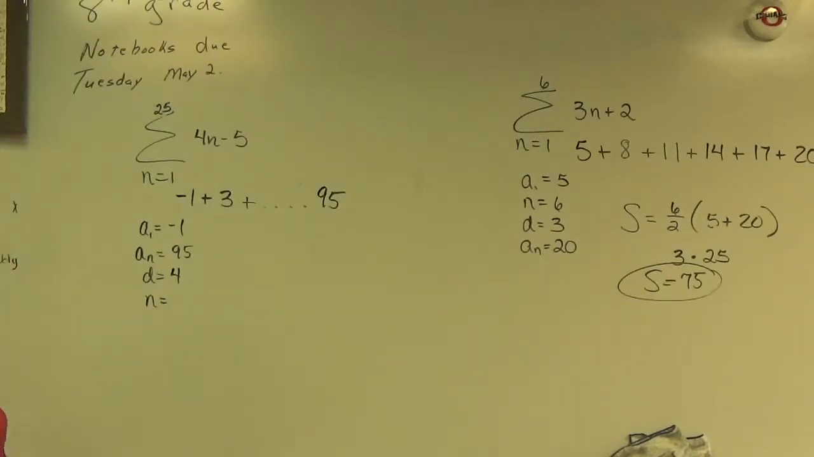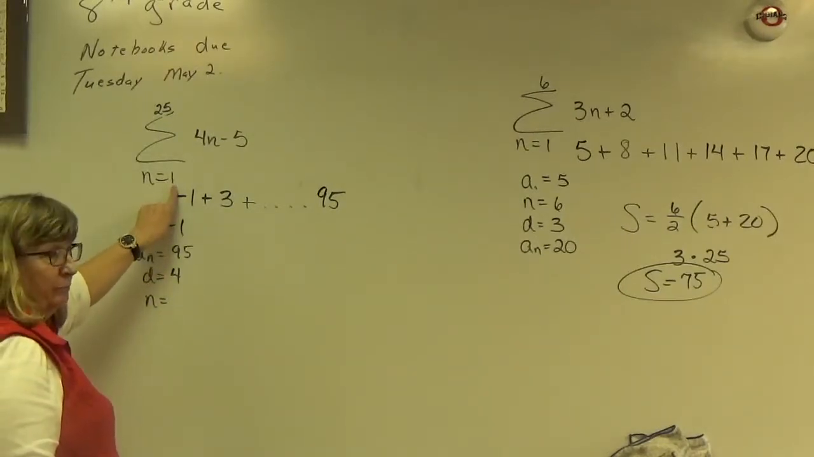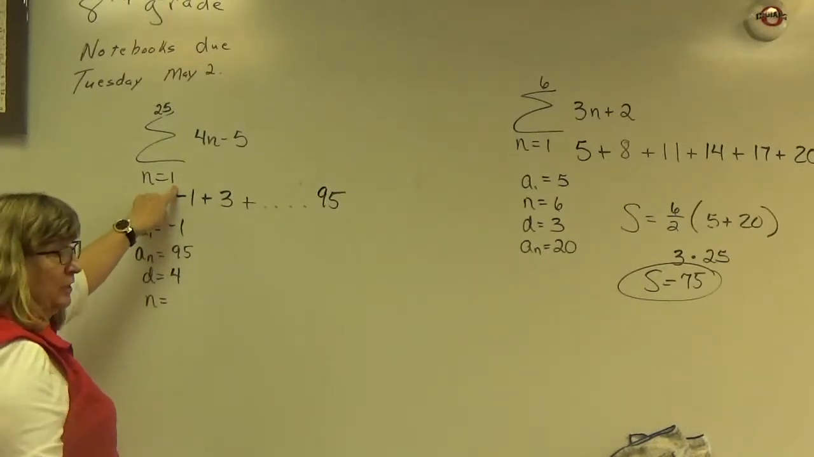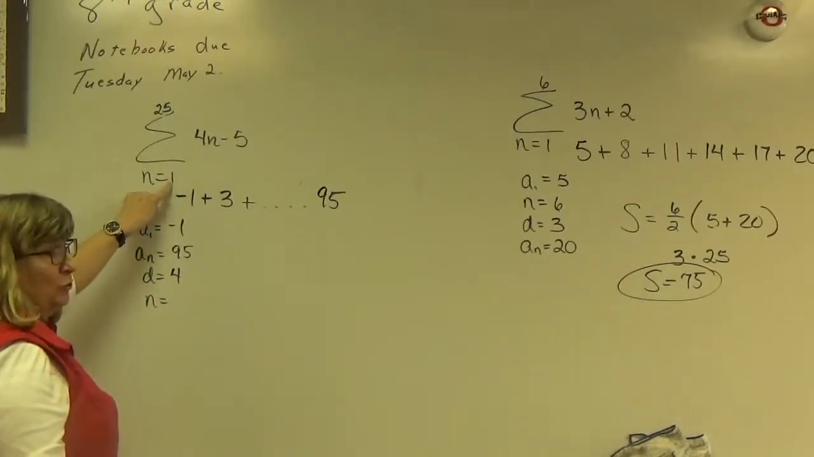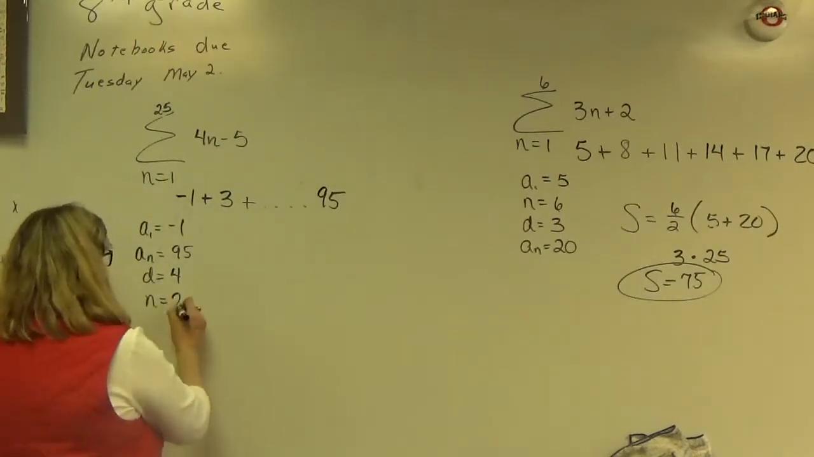25. Why would there be 25? Because that's how many there are. Now, what if this didn't start with 1? Then you have to subtract. You'd subtract and add 1, right? So you include the number. 25 minus 1 is 24. Add 1 to include the number 1, and that would give me a total of 25.